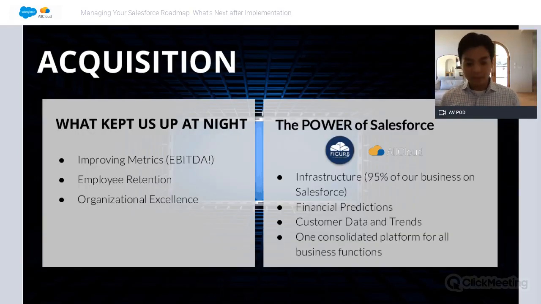And there were a lot of things that kept us up at night: improving our metrics, making sure that as leaders of the organization, we were continuing to focus on metrics that would help our company grow. And from an employee retention perspective, how could we get people continuing to want to work at Figure 8 and be excited about working within the culture that we'd established? So really defining this idea of organizational excellence.